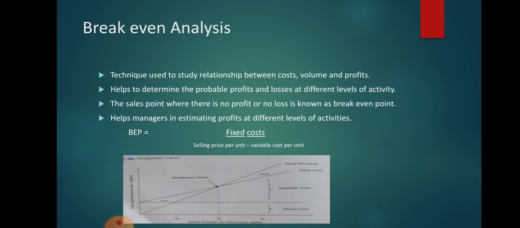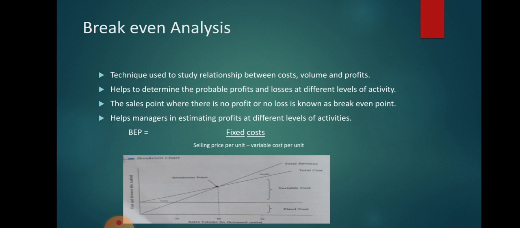See, BEP is equal to the fixed cost. Fixed costs are those costs which are incurred even there is no production. They are fixed. For example, rent. Whether you use building or not, if you have taken on rent basis, you have to pay the rent, right? It is a fixed cost. So like that, there are so many costs. Whether you do the production or not, you have to incur the costs. So those costs are called as fixed cost.